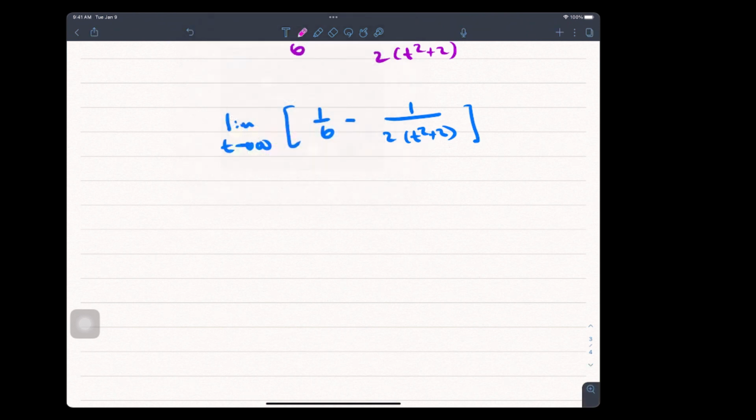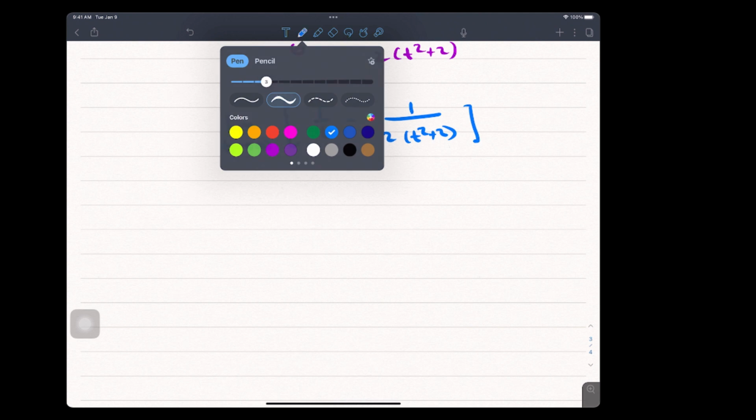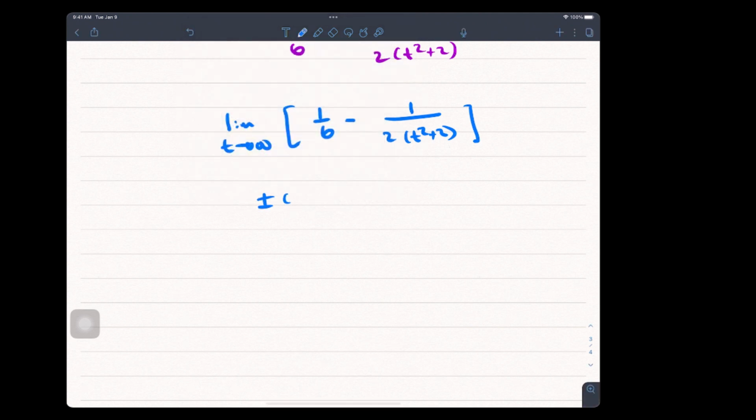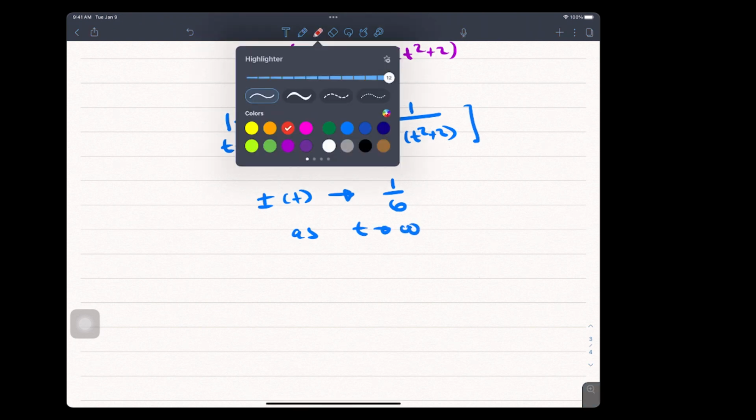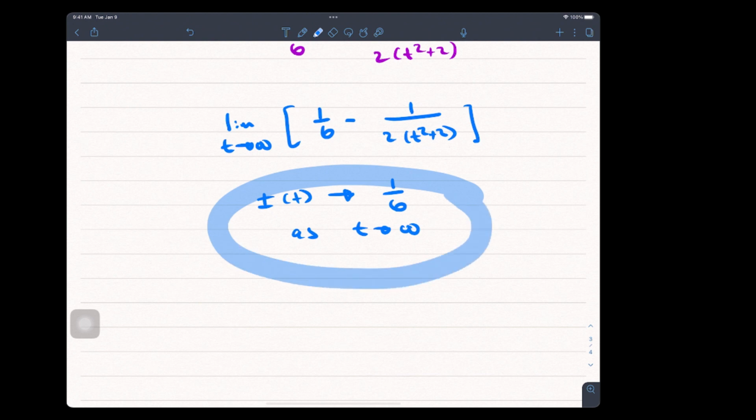So here's what's going to happen now. What's this limit? In other words, I of t goes to what? Does anybody know? 1/6. Outstanding. As t goes to infinity. Okay? So that integral goes to 1/6. This is a limit.